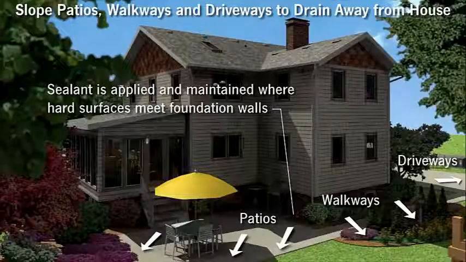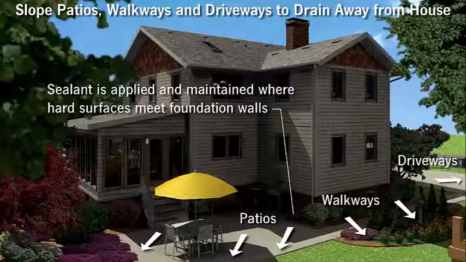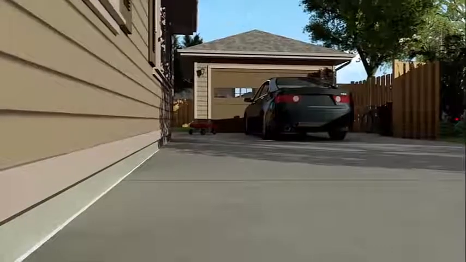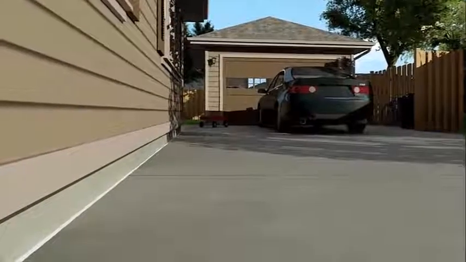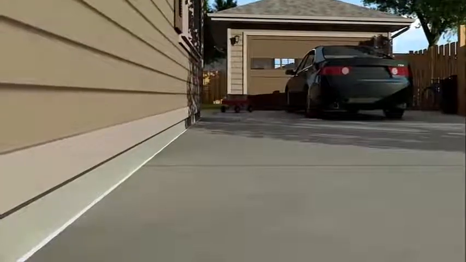Be sure hard surfaces like driveways, patios, and walkways are properly sloped to drain water away from the house, especially those extending all the way to the foundation wall. Use sealant over backer rod, according to manufacturer's instructions, to seal joints where pavement or patios meet the foundation wall.